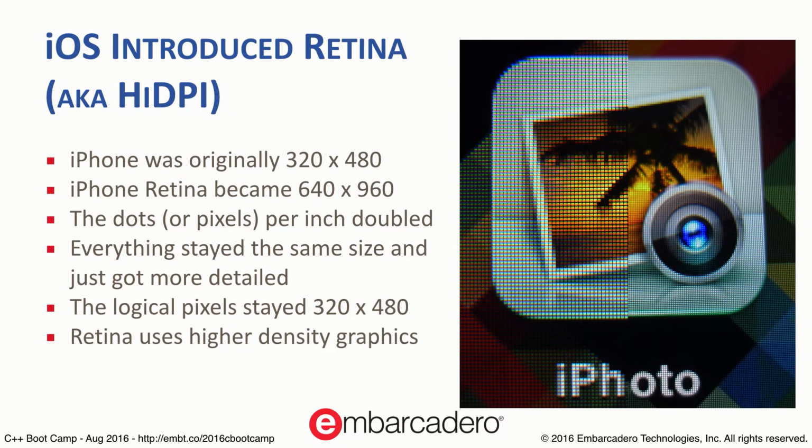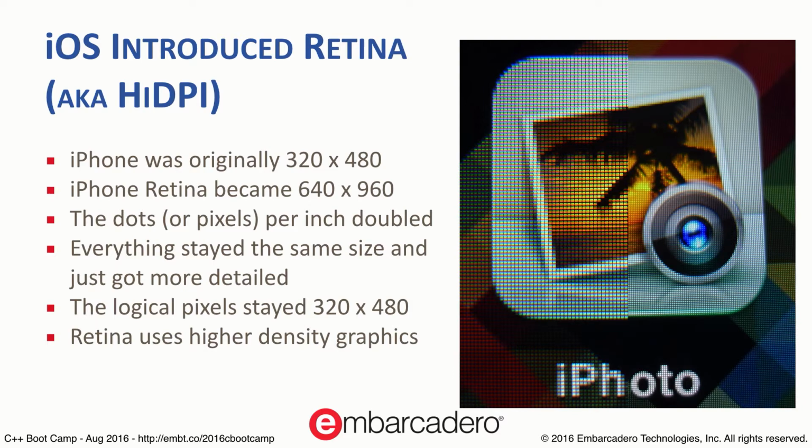First, a little bit of history. Now, you probably all remember when this happened, but it's kind of important for understanding how screens work on mobile devices. So when the original iPhone was released, it was 320 by 480. And then the Retina iPhone was released, and they doubled the pixels per inch. So you can see there's a screenshot there of the two different versions of it. What they did is they didn't increase the amount of text on the screen or put more icons on the screen. Instead, they kept everything the same size and just added more detail.